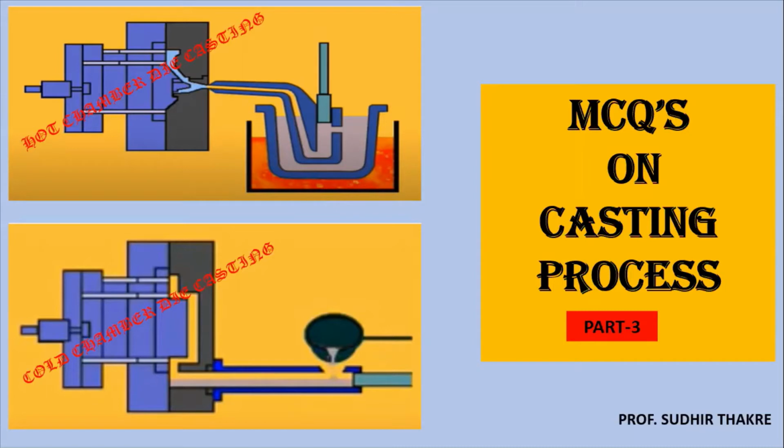Hello friends, today we'll discuss MCQs on casting process part 3, in which I will cover the topics casting methods like centrifugal casting, shell molding, investment casting and slush casting. Then the casting defects. Along with that, I'll cover the hot chamber and cold chamber die casting and finally the questions on the cupola furnace. So let's begin with the first MCQ.